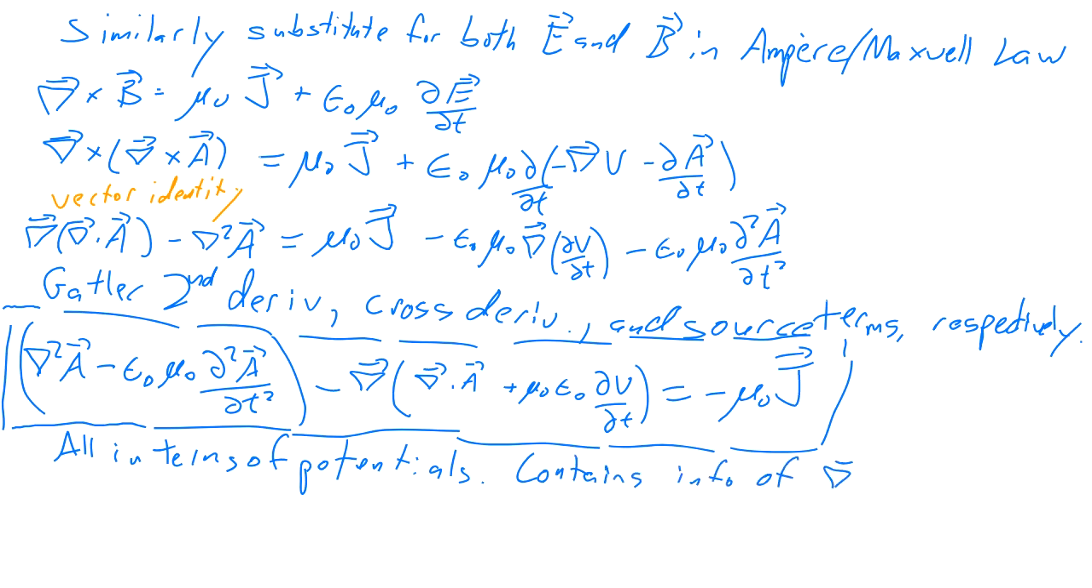It's got all the information of divergence of B equals 0, Faraday's law. Right, the divergence of B equal to 0 came from the curl of A. B equals curl of A. Faraday's law, ooh, that's an extra W. And the Ampere-Maxwell law.